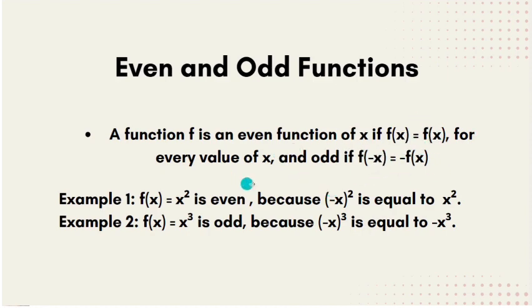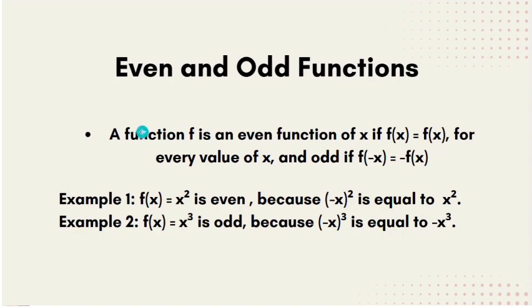But if the answer is the same as the original function but with a different sign, that is odd. So we have here an example. Example number 1, f of x is equal to x squared is even because negative x raised to 2 is equal to x squared.